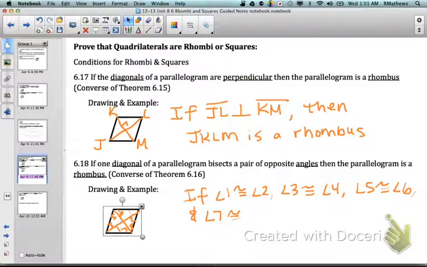So if you have a parallelogram where that's the case, where these diagonals have been drawn and all these angles have actually been bisected, then you can say it's a rhombus. And let's see, that was W, X, Y, Z. So then we can say WXYZ is a rhombus.